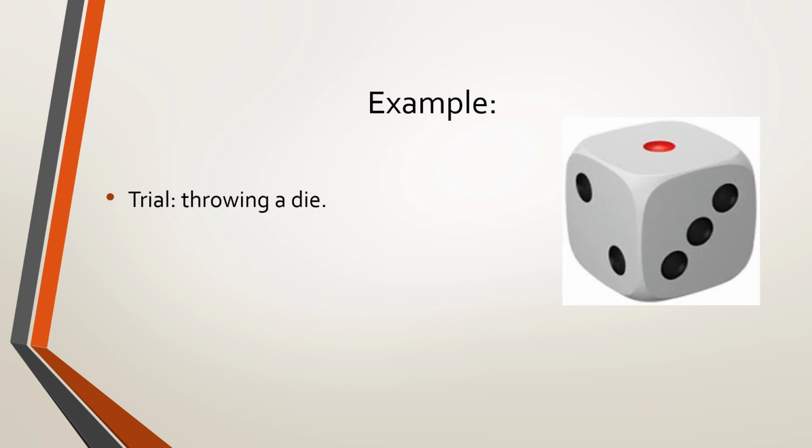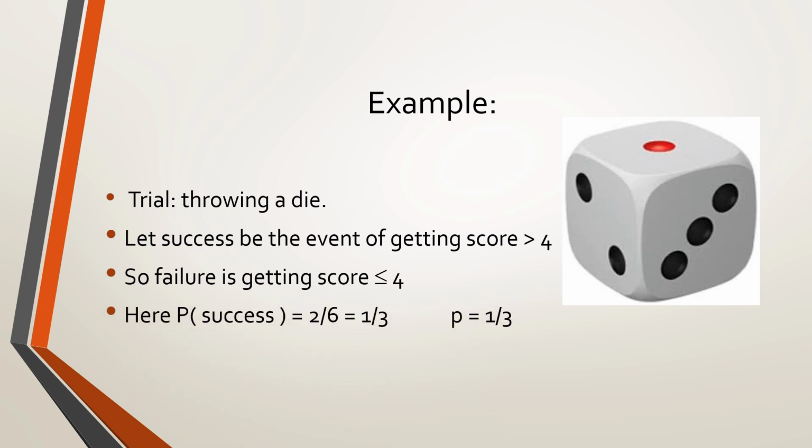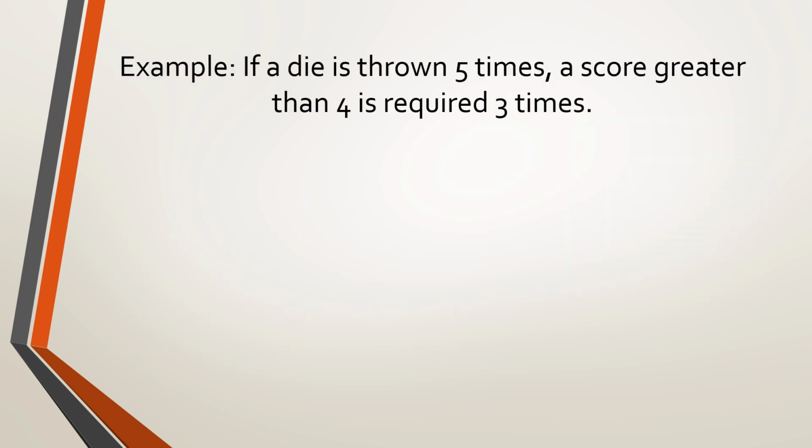For example, consider throwing a die and we define success as getting a score more than 4. So obviously getting a score less than or equal to 4 will be a failure. So what is the probability of success for me? That will be if I get a score of 5 or 6, that means 2 out of 6. The probability of success is 1 by 3. Probability of failure is the score 1, 2, 3, 4. That's 4 out of 6, so it's 2 by 3.